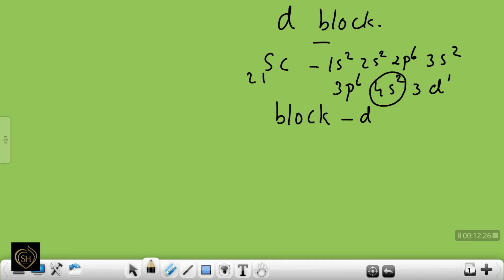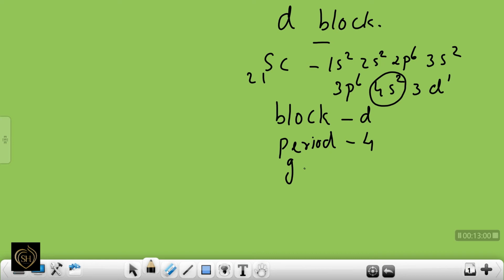Why does the last electron enter 3d instead of 4s? Because the energy of 3d is greater than 4s. 4s is the outermost shell and 3d is the penultimate shell. The last electron goes to 3d. So the block is D, not S. And the period is the last shell, the outermost shell, that is not 3, it is 4.